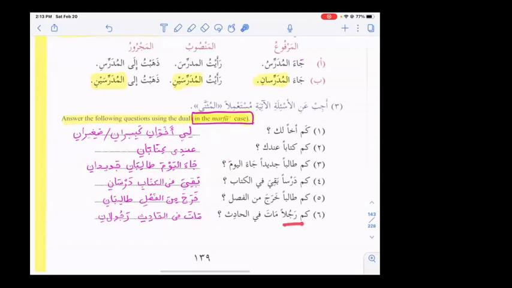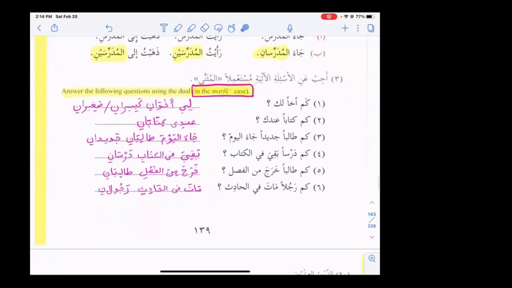Kam rajulan mata fil hadisati? In the accident, how many people died? Mata fil hadasi, in the accident. Rajulani. Mata rajulani. This is the fi'l, this is the fa'il, rajulani. So is it marfu? Yes. What is the sign of its marfu? Alif. Why? Because it is musanna. So this is the same thing we studied.